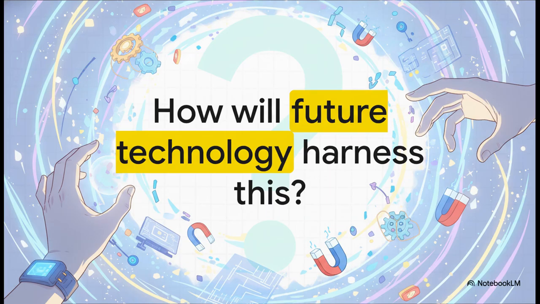Which leaves us with this final thought for today. We've clearly mastered the basics of utilizing magnets for our current needs. But as our tech gets smaller, faster, and infinitely more complex, how will future technology continue to harness this invisible relationship? The core physics won't change, but our models and our innovations for sure will.